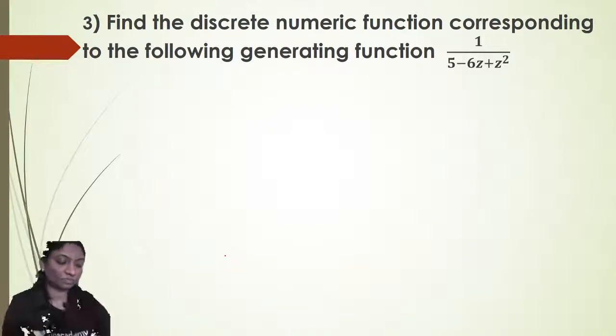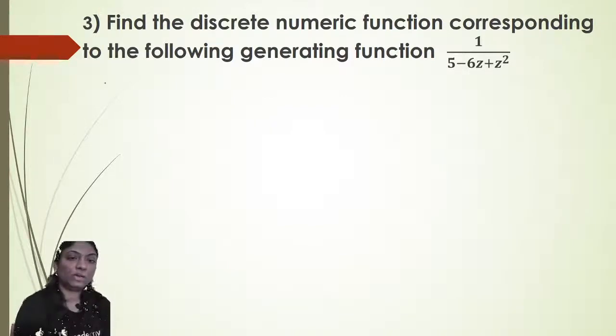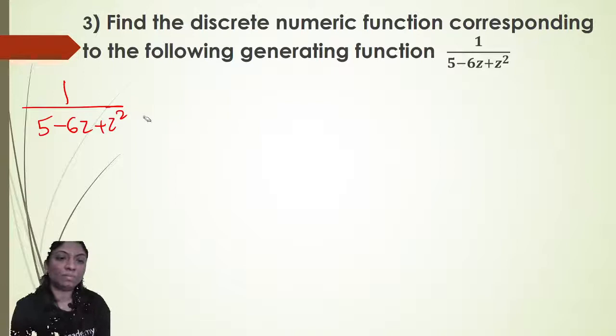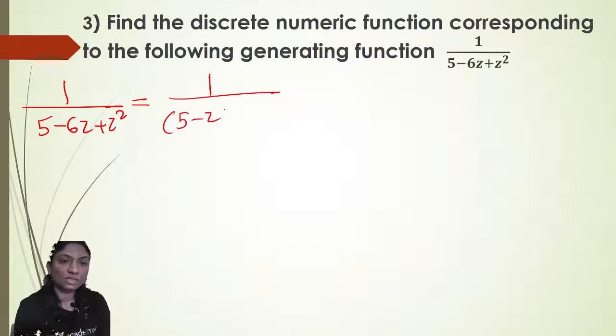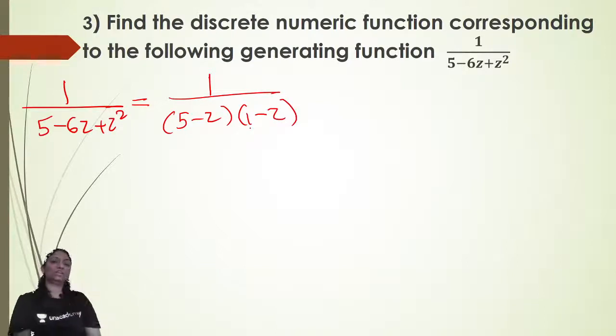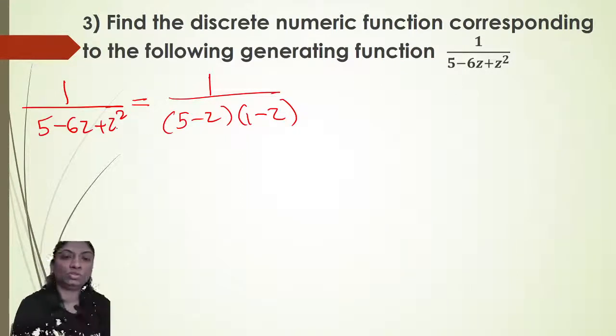Here we have 1 upon 5 minus 6z plus z square. So how can we factorize this? 1 upon 5 minus 6z plus z square. Can I write in factor form (5 minus z) into (1 minus z)? Factorize it: 5 into 1, minus 5z, minus z, minus 6z, and plus z square. Right? So these are your factors. Now by using partial fractions we can find the solution for this.